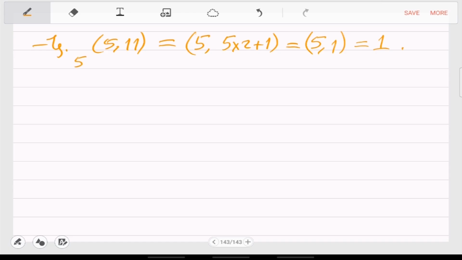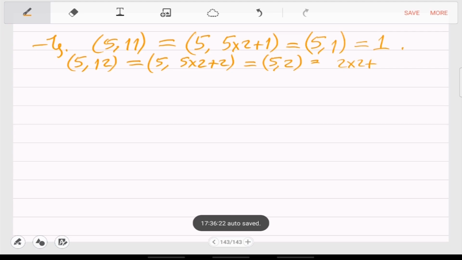Or what may have happened is, suppose you had 5 and 12, so then you write 5 times 2 plus 2, so then it becomes 5, 2, but still we have not reached 1. So how do you divide next? Yeah, now you do it in the opposite direction. So you write 5 as 2 cross 2 plus 1, which is then 1 comma 2. So now you have reached 1, so you can halt and say that again the GCD is 1.